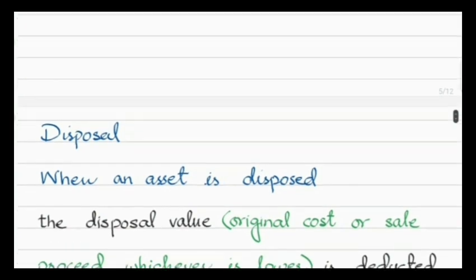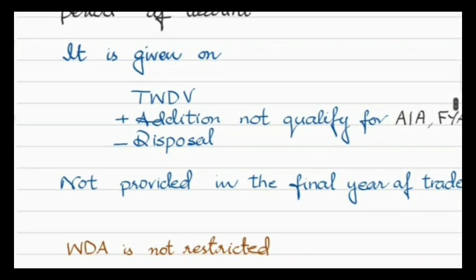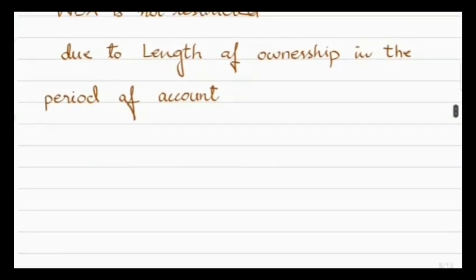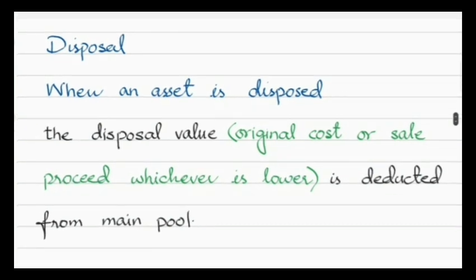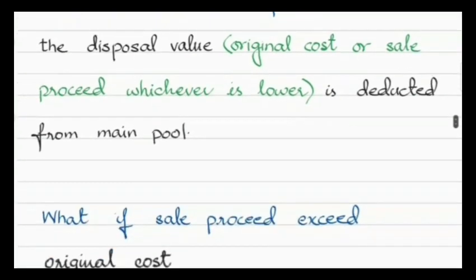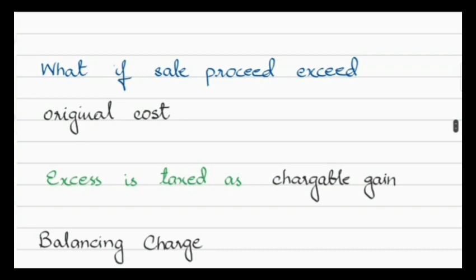Disposal. As we have considered here, WDA is available on the opening total written down value plus additions not qualifying for AIA and FIA, AIA means annual investment allowance, FIA first year allowance, less disposals. Now disposal, when an asset is disposed, the disposal value, which could be original cost or sale proceeds, in fact, whichever is lower is said to be the disposal value. That disposal value is deducted from the main pool. Now, what if the sale proceeds exceed the original cost?